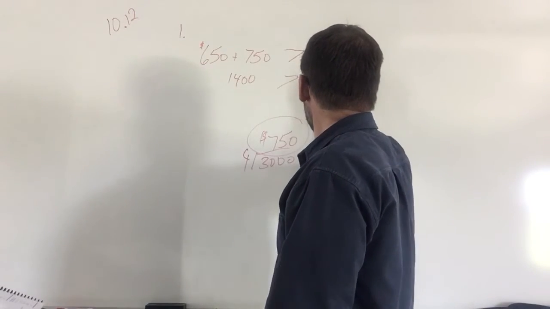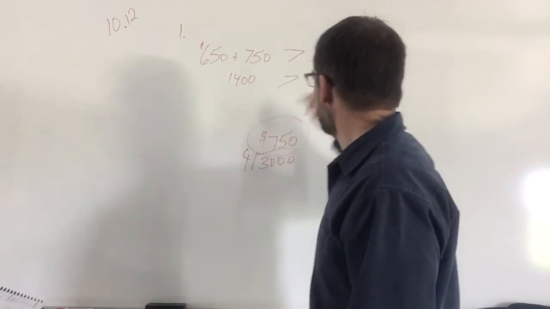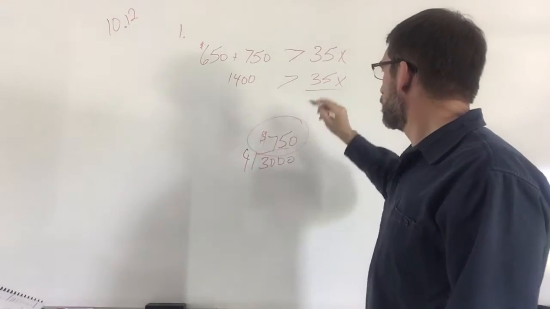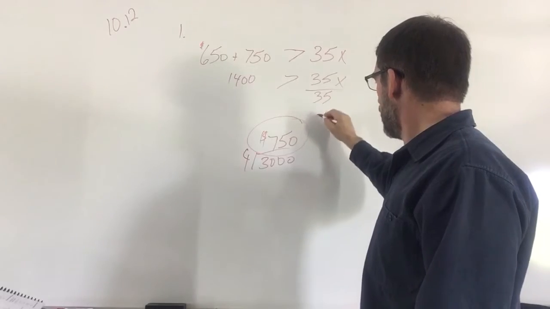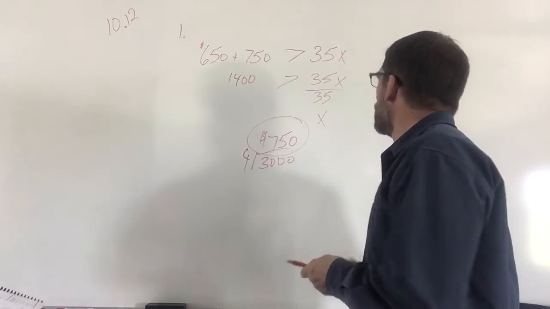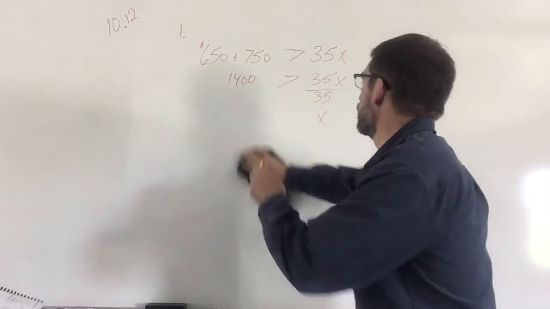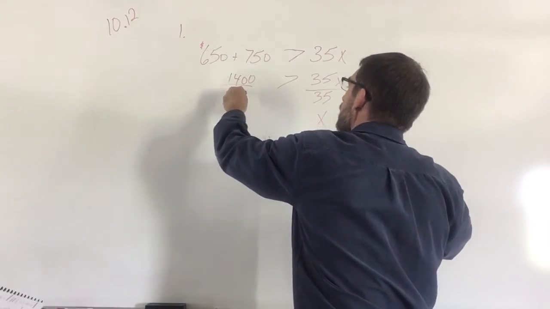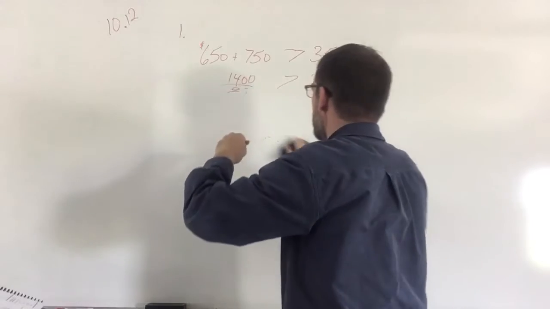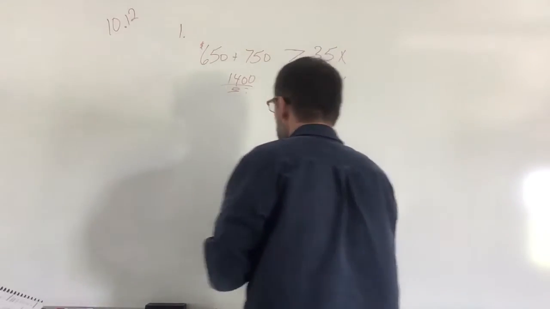Inequality 35x. And so here you would put 35x. This figure is getting in the way. And you're going to go 35 here. Get your calculator out. What's 35 divided into 1,400?